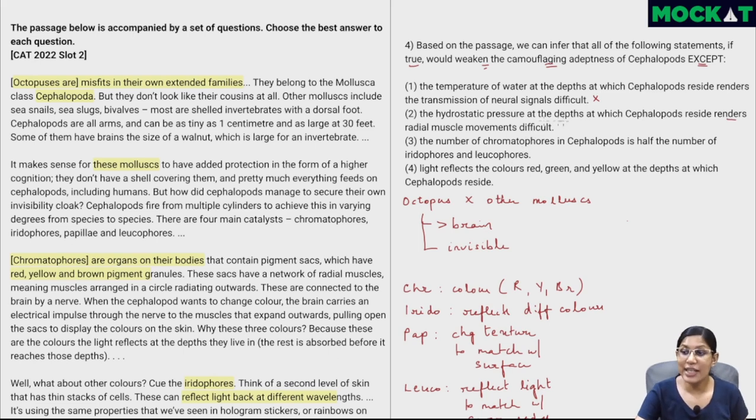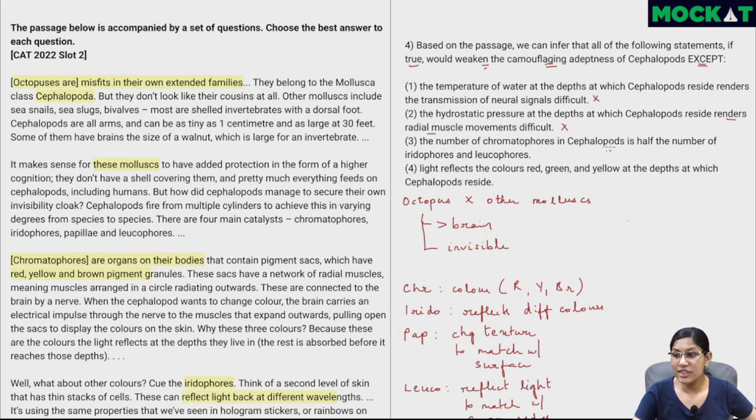The hydrostatic pressure at the depths at which cephalopods reside renders radial muscle movements difficult. Now in the first one, we were told that the brain cannot send a signal. Now in the second one, if the radial muscles themselves do not move, then again the same thing will happen, because if they cannot expand, the color itself won't be displayed. So this is also definitely weakening the camouflaging adeptness or ability.